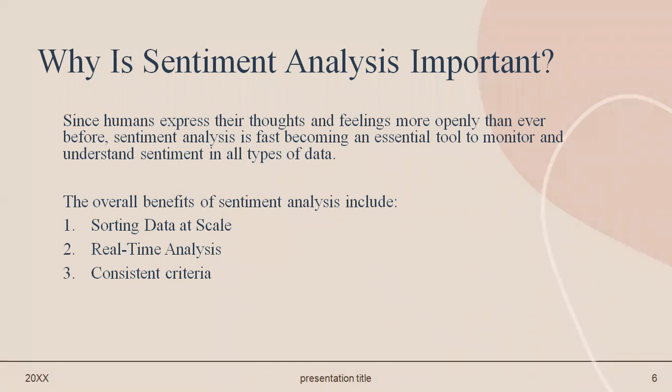And the third benefit is consistent criteria. It's estimated that people only agree around 60 to 65% of the time when determining the sentiment of a particular text. Tagging text by sentiment is highly subjective, influenced by personal experiences, thoughts, and beliefs. By using a centralized sentiment analysis system, companies can apply the same criteria to all of the data, helping them improve accuracy and gain better insights.